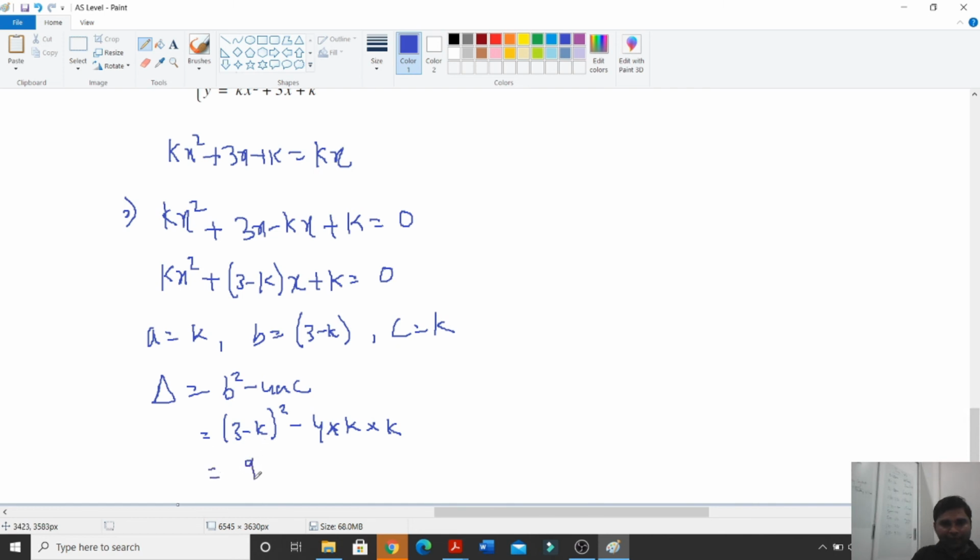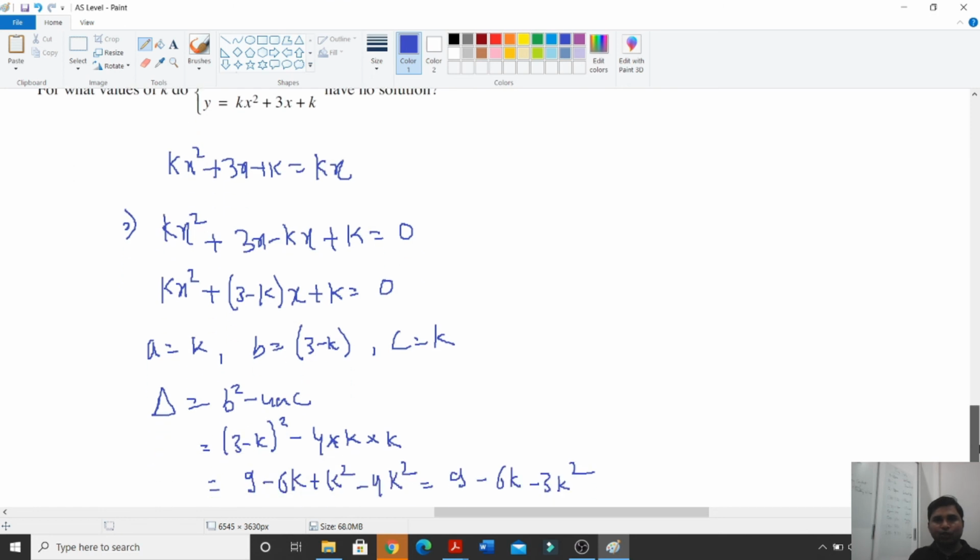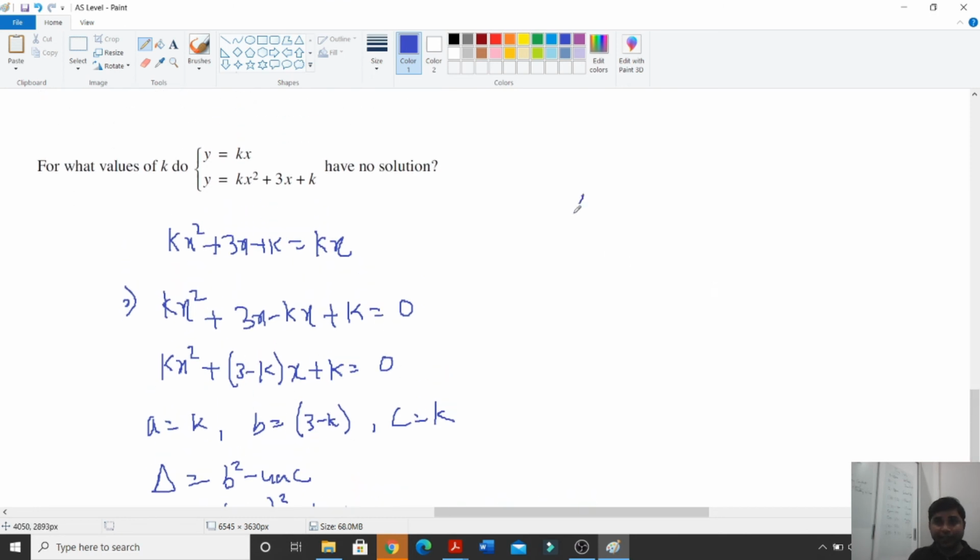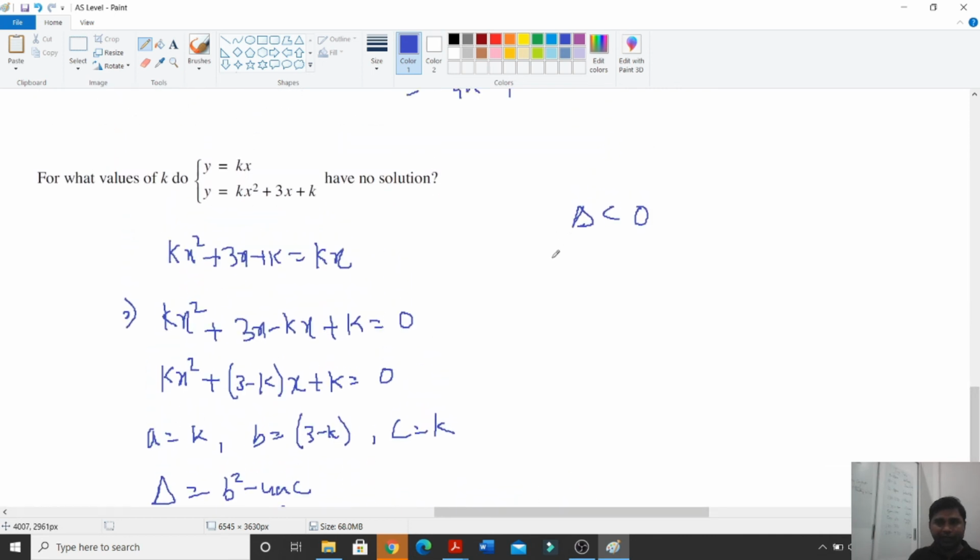if you simplify this, you will get 9 minus 6k plus k square minus 4k square, which will give you 9 minus 6k minus 3k square. Now it says no solutions, it means discriminant is less than 0, right? So 9 minus 6k minus 3k square less than 0.